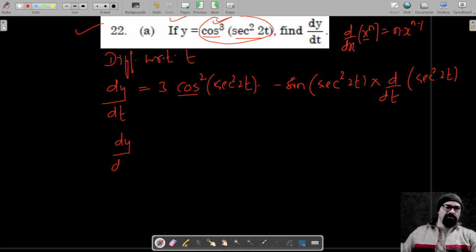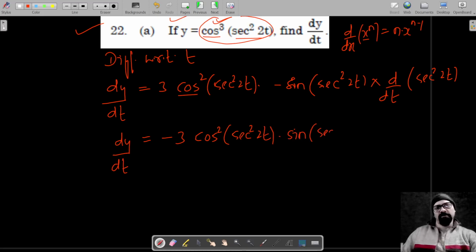We can write this as dy by dt, and negative, let's take it in the front. So this is 3 cos square secant square 2t into sine of secant square 2t. Now we have to differentiate secant square 2t with respect to t. So differentiation of secant square. Here once again we are going to use the formula x raised to the power n. So this is 2 into x raised to the power n minus 1 is 1, so 2t.